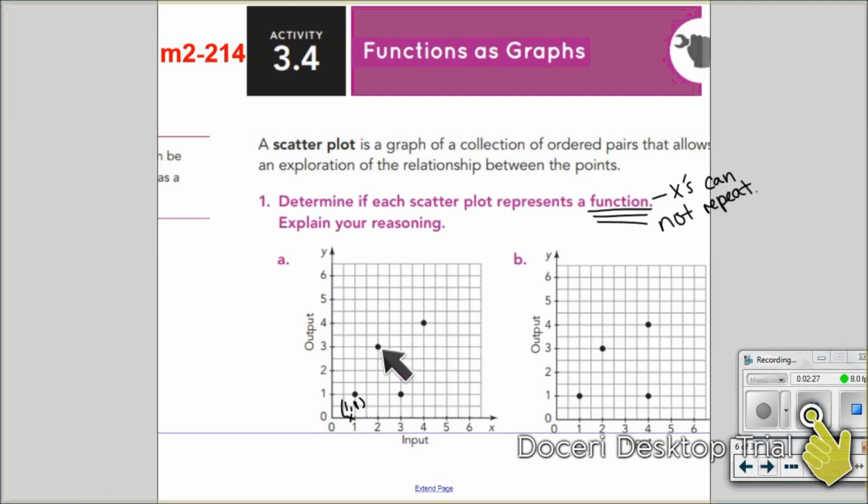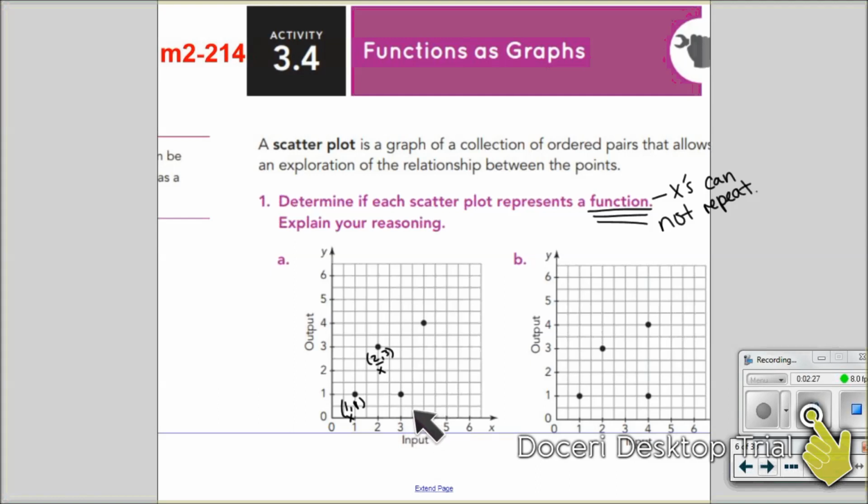To get to that ordered pair, that point, we go right 2 and up 3. So that means this ordered pair would be (2, 3). Again, the 2 that's in the x place, that's what matters. That's what we're looking at. Let's go to our next point.